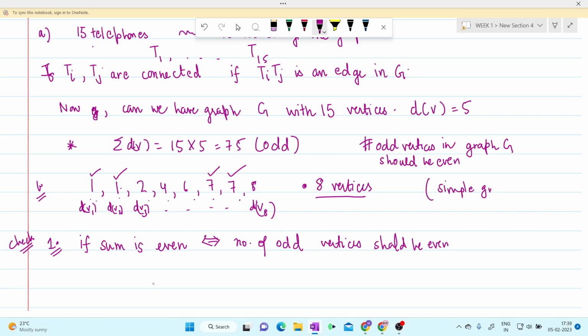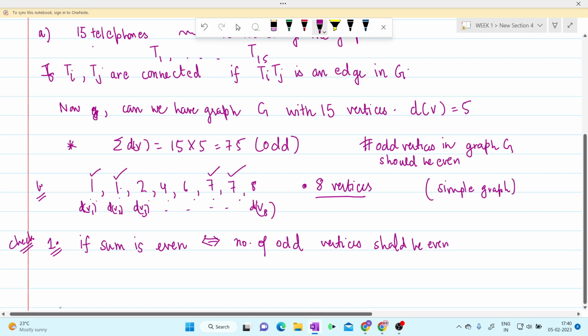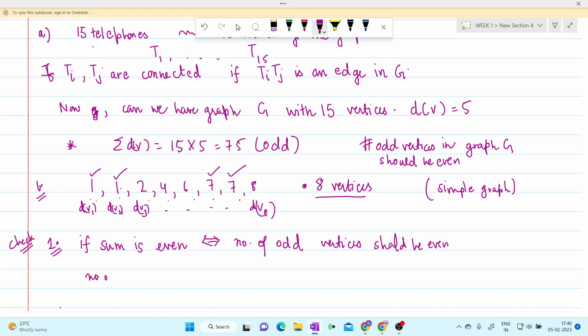No. Okay, somebody said no. Why do you think it's no? The number of vertices cannot be equal to the number of edges. Okay, the number of vertices cannot be equal to the number of edges. Yes.